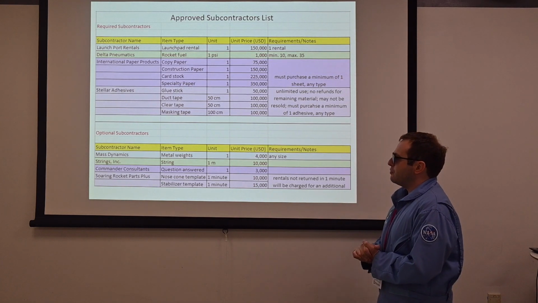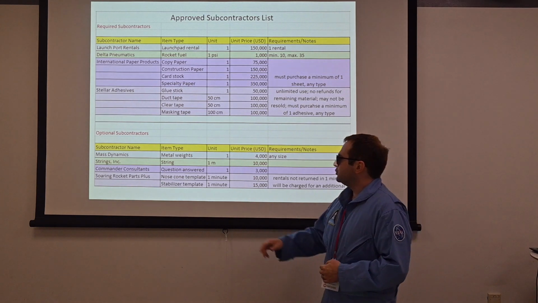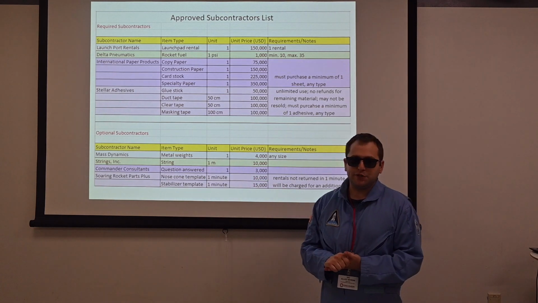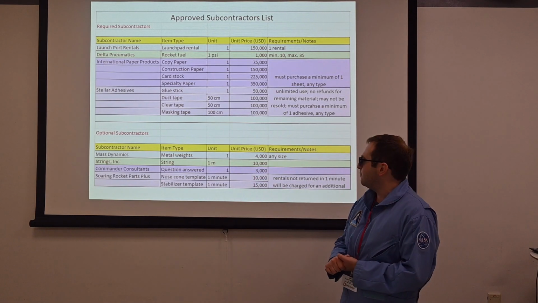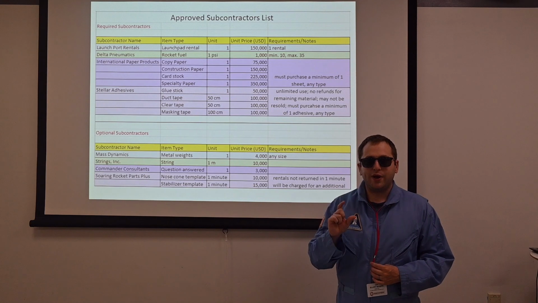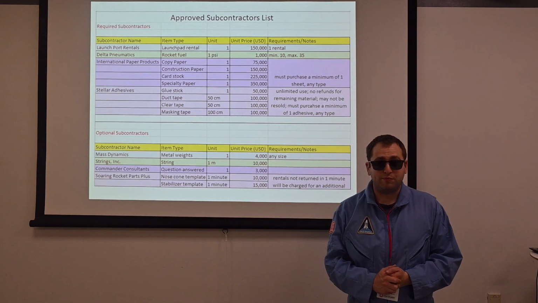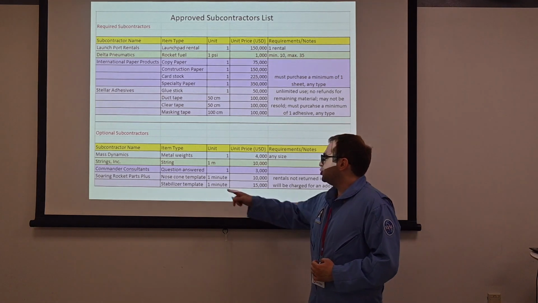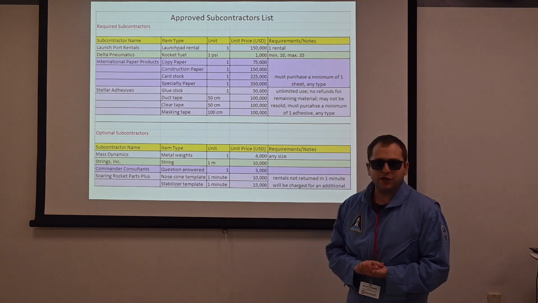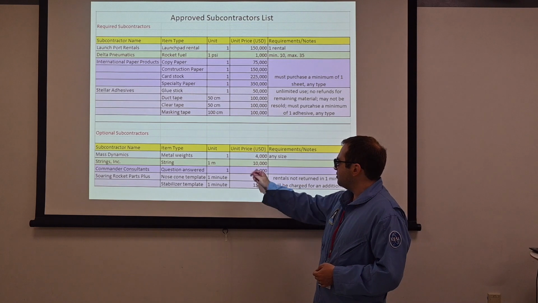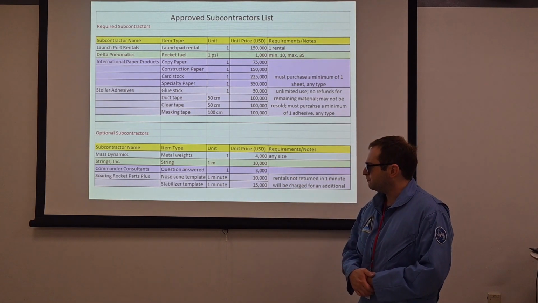Now we have some other optional items as well. So metal weights can help to adjust the center of gravity of your rocket. One metal weight is a paper clip, and we will charge you $4,000 per paper clip. String, if you can figure out anything useful to do with that, will cost you $10,000 per meter.